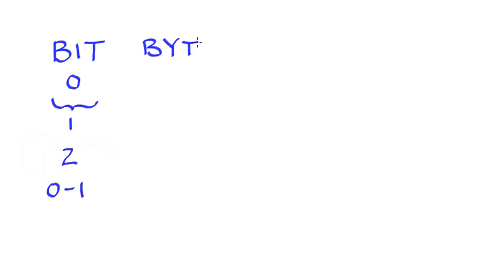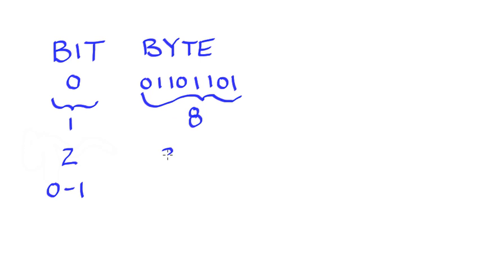Now if I were to put 8 bits together, I would get a byte. So I could say, for example, have 0, 1, 1, 0, that's 4, 5, 6, 7, 8. I would have a total of 8 bits now. That would form a byte, any combination of ones and zeros. And I would now have a total of 256 different possible combinations. That would give me values that range from 0 to 255.